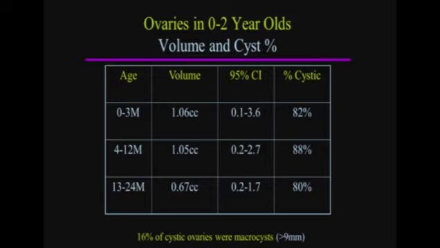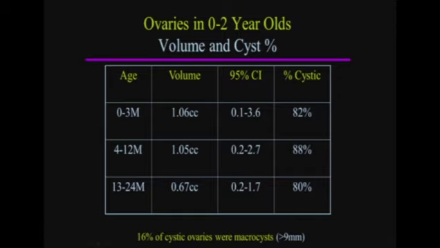In the 4 to 12 month age group, with decreasing FSH levels, we still had a 1.1 cc average volume, but the range was 0.2 to 2.7 cc, not as great as the 0 to 3 month age group, but again, cysts were seen. And I'm using cysts and follicles interchangeably. At 13 to 24 months, the volume was 0.7 cc, similar to what Sample saw, and there was a range of 0.2 to 1.7 cc. But again, 80% of these ovaries had follicles or cysts; perhaps we were biased, since if we didn't see a follicle maybe we missed an ovary, but 80% of those ovaries we could see in 3 dimensions contained follicles or cysts.